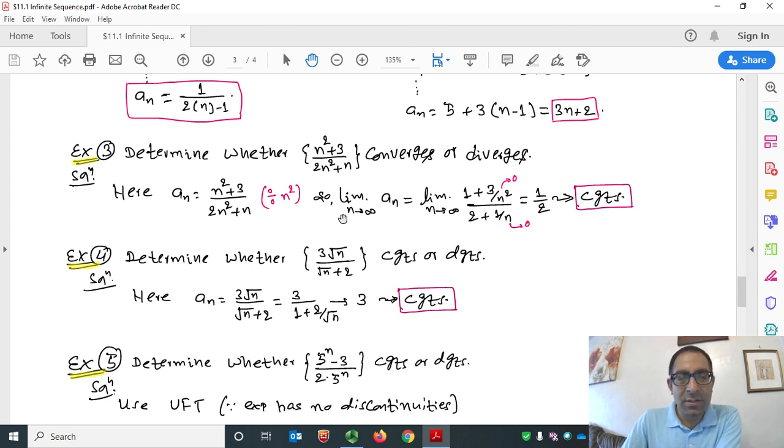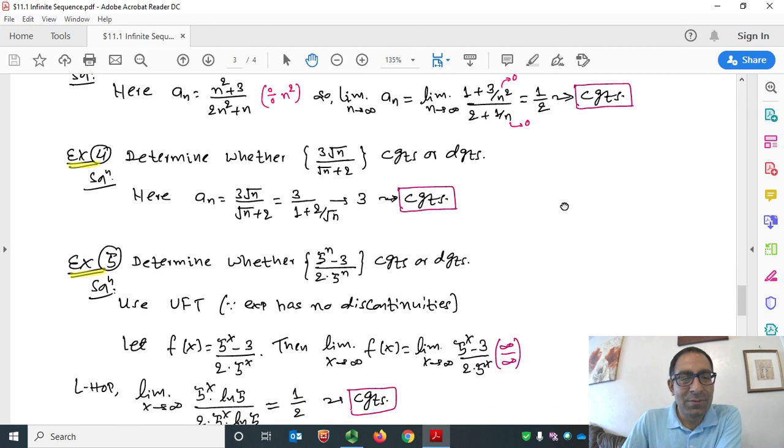Then take the limit. So the limit as n goes to infinity of a_n equals the limit as n goes to infinity of (1 + 3/n²)/(2 + 1/n). And when you take the limit as n goes to infinity, this ratio goes to 0, this ratio goes to 0, so we have 1/2 left. So we have a real number. That means by definition the given sequence converges. Great.